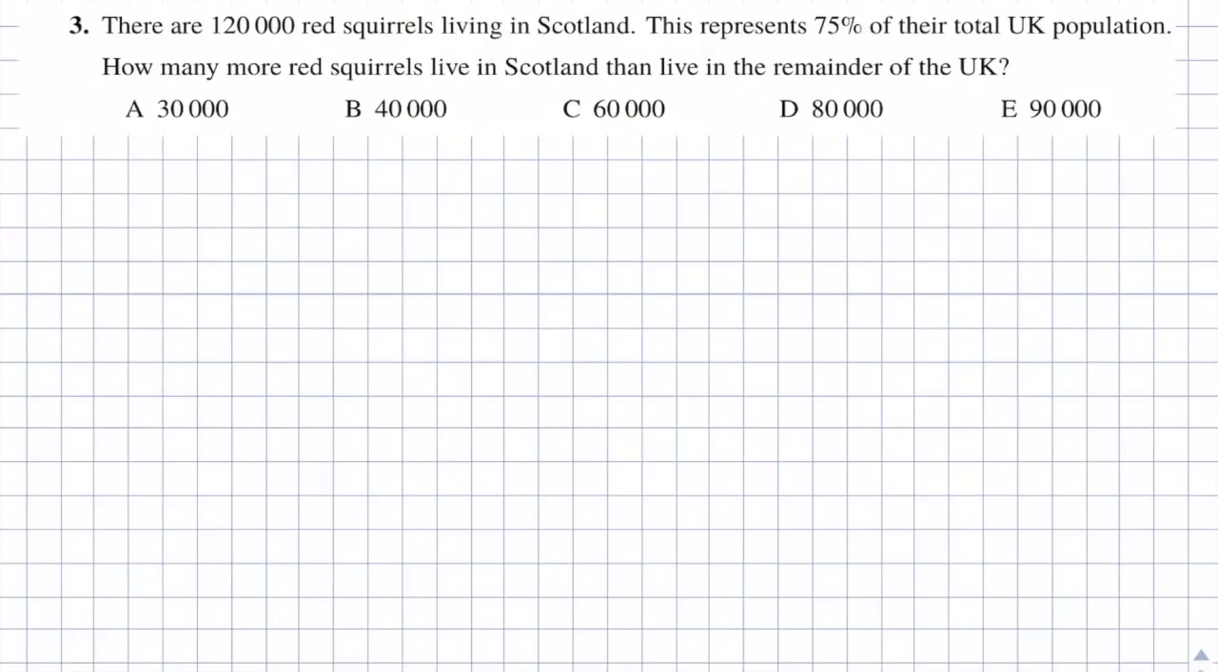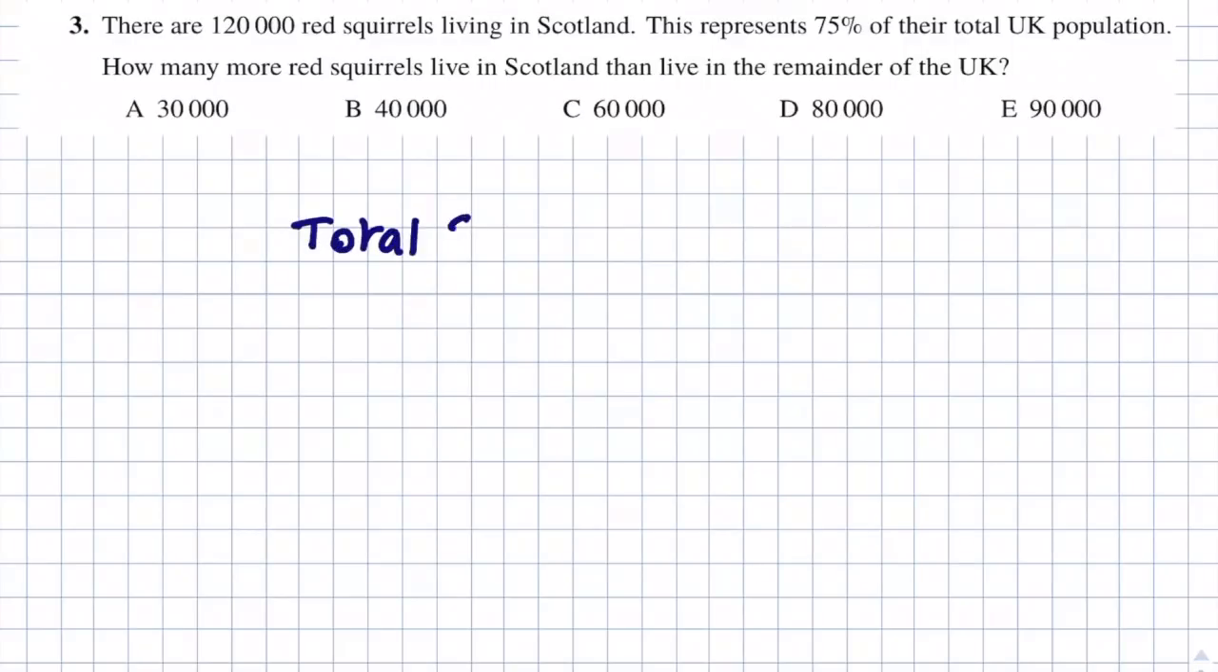Question 3. There are 120,000 red squirrels living in Scotland. This represents 75% of their total UK population. How many more red squirrels live in Scotland than live in the remainder of the UK? We've got answers as A is 30,000, B is 40,000, C is 60,000, D is 80,000, and E is 90,000.